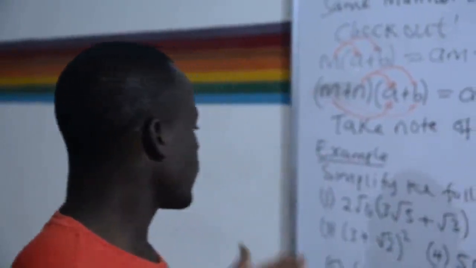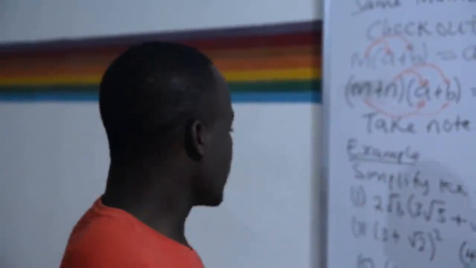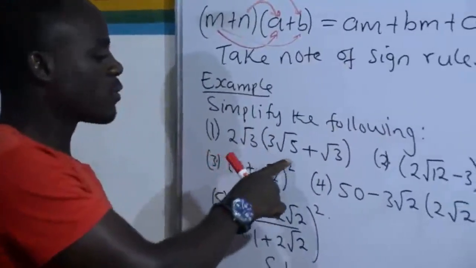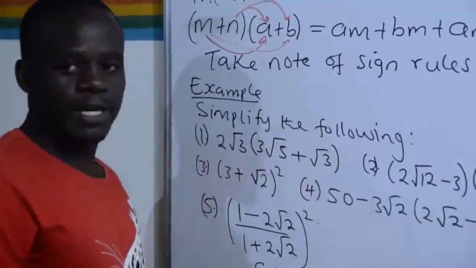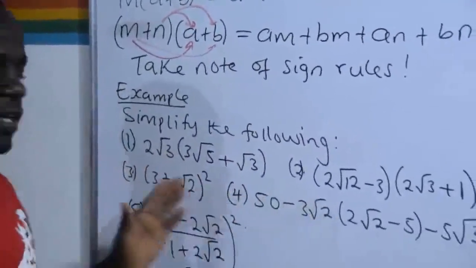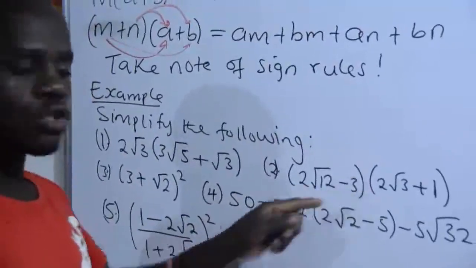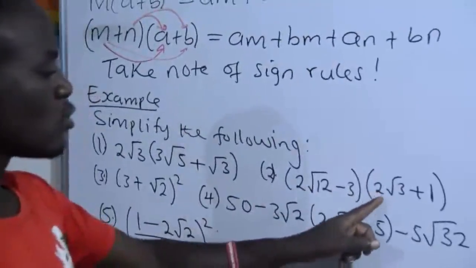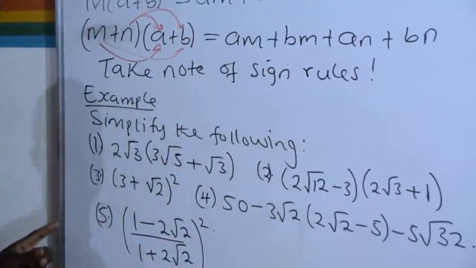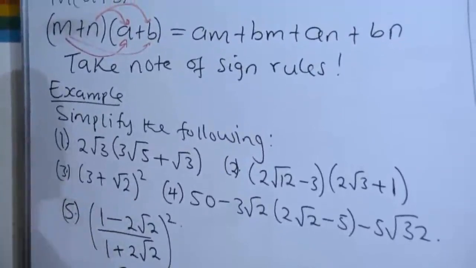Take for example, we have the following to look at. Simplify the following. The first question here is 2 root 3 bracket open 3 root 5 plus root 3 bracket close. Now, we will pick and follow these examples one after the other. The second one is open bracket 2 root 12 minus 3 close bracket, open another bracket 2 root 3 plus 1 close bracket. And then the third question here is open bracket 3 plus root 2 close bracket all squared.